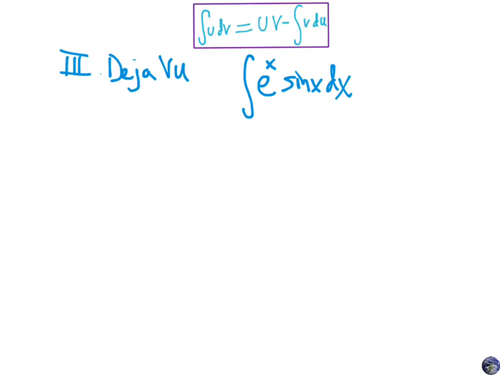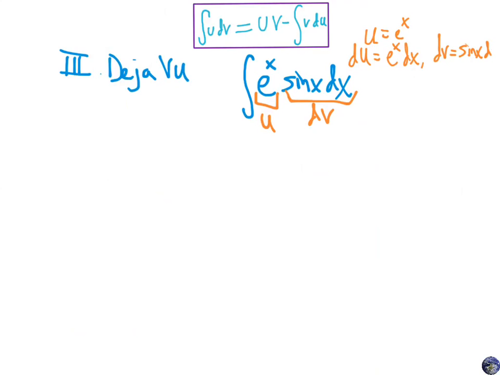So let's try to do the integral of e to the x sine x. It's not clear which we should choose as the u and which we should choose for the dv, because we don't have any polynomials this time. So I'm just going to arbitrarily say this will be the u for the exponential, and the dv will be the trig.